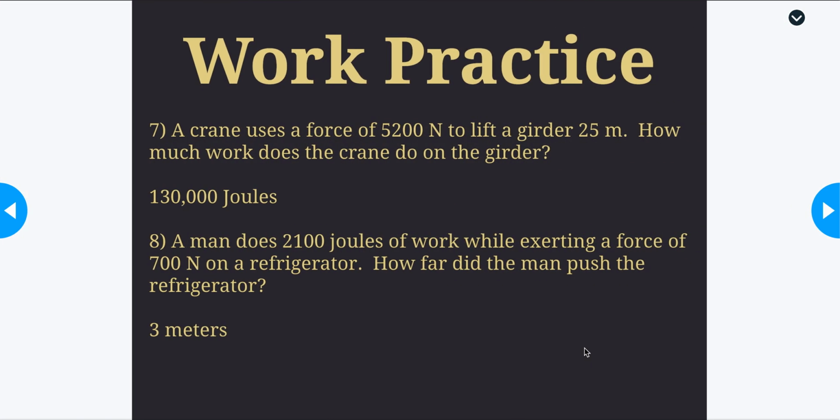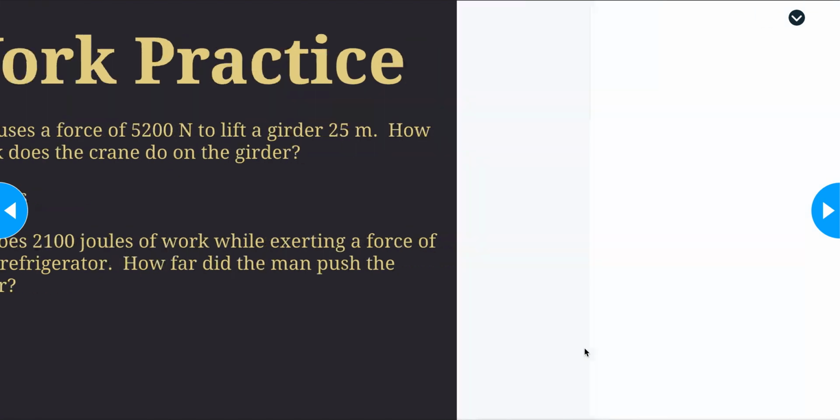All right, so for question 7, you should have gotten 130,000 joules, and for question 8, you should have gotten 3 meters. So if you got those questions right, that's awesome. That means that you're ready to do more practice. If you struggled with those questions and you did not get the correct answer, what I'm going to ask you to do is after you finish this video, head over to the tutorials folder in Schoology, and you will see a video of me working through these problems and showing you how to solve them.